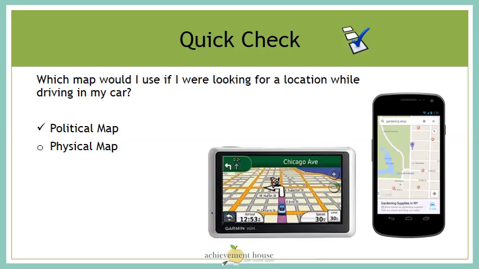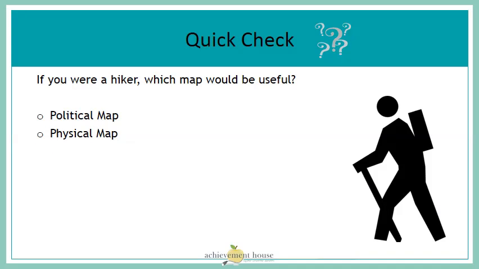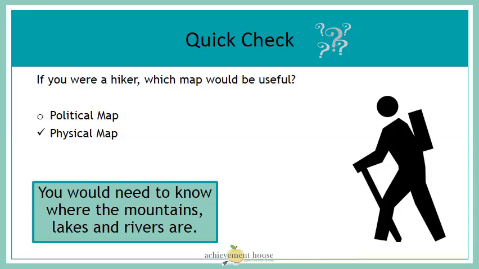Those are man-made features. If I were a hiker, which map would be useful? Political map or physical map? Physical map would be the correct answer. You would need to know where the mountains, lakes, and rivers are.